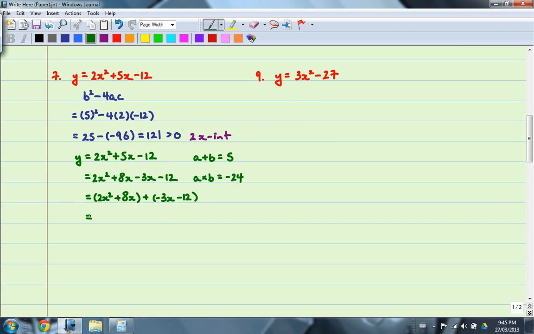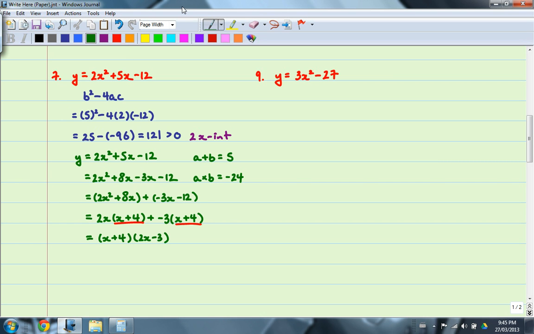Okay. And now I'll find the greatest common factor between 2x squared and 8x, which is going to be 2x. And I'll be left with x plus 4. Similarly, for the second part here, I'm going to factor out the greatest common factor of negative 3. And again, I'm going to be left with x plus 4. So now that I have factored correctly, both of these parts will be x plus 4. So I can factor those out. And I'll be left with x plus 4, and then 2x minus 3 as my two factors.